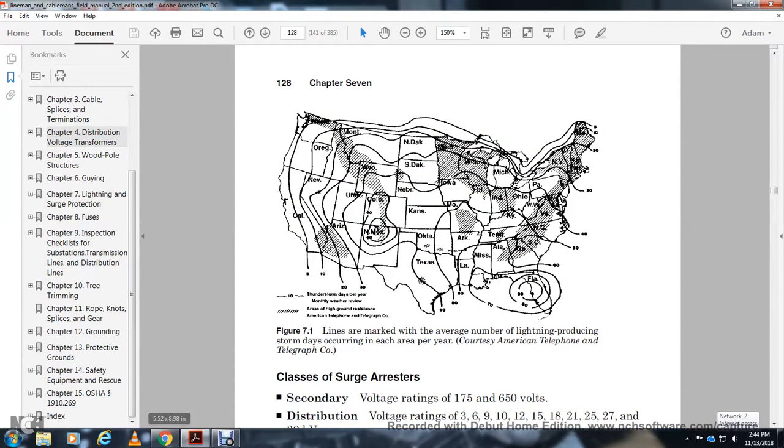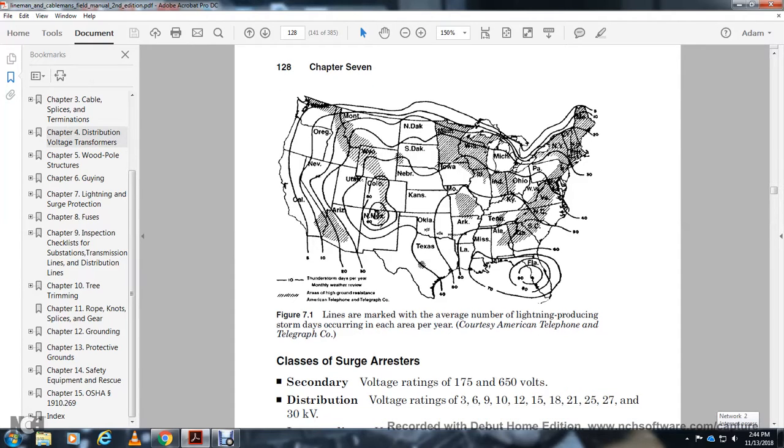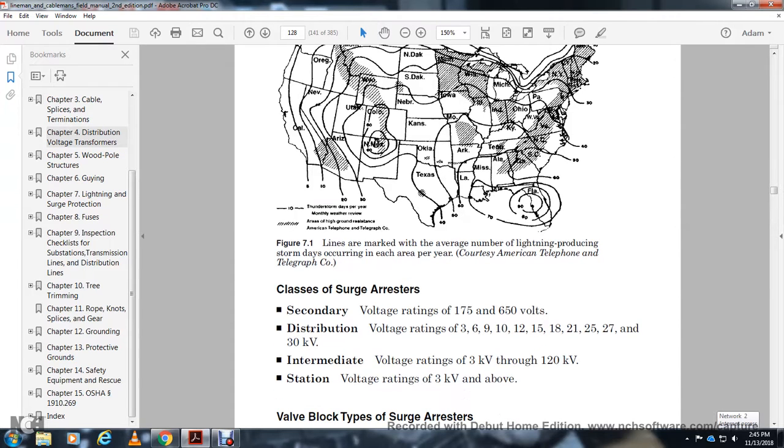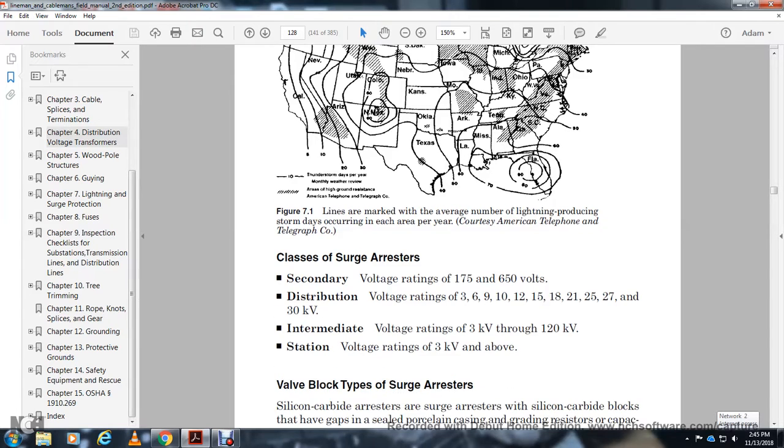Alright, figure 7-1 shows the lines marked over the average thermal of the lightning-producing storm data per year. The classes of surge arrester: secondary voltage rating 175, 600 and 650 volts; distribution voltage rating 3, 6, 9, 10, 12, 15, 18, 21, 25, 27 and 30 kilovolts; intermediate voltage rating 3 kilovolts to 120 kilovolts; station voltage rating of 3 kilovolts and above.